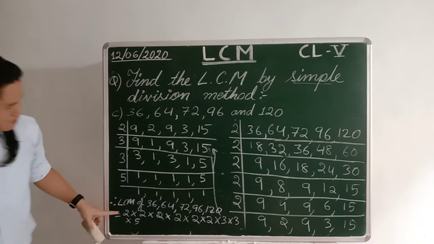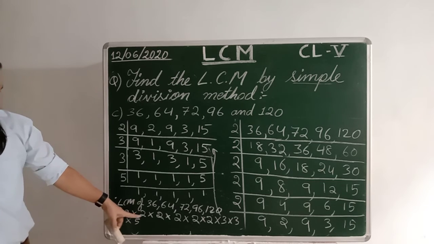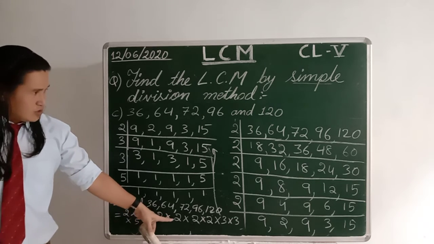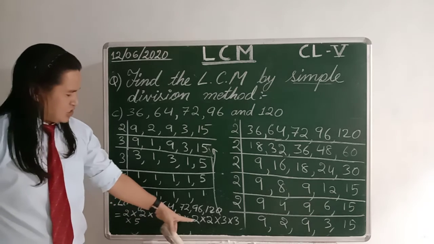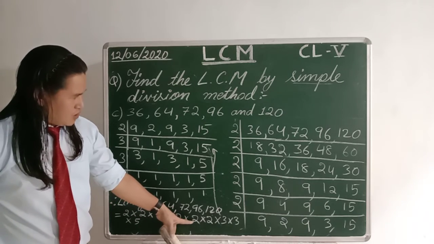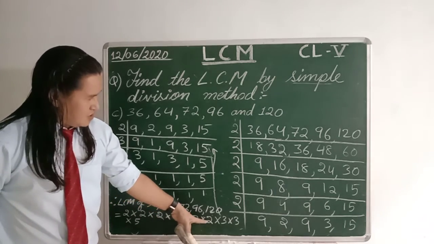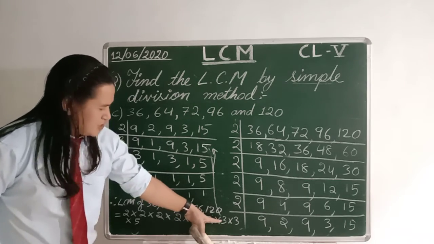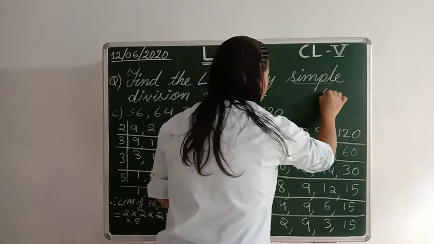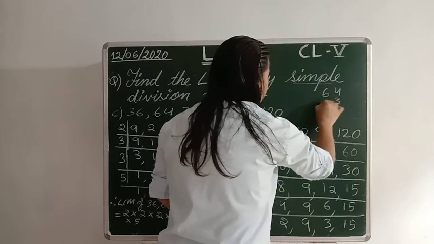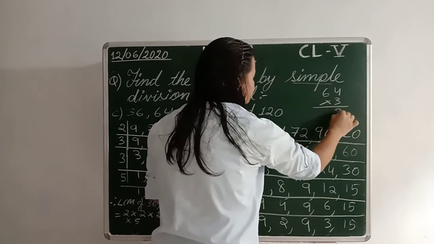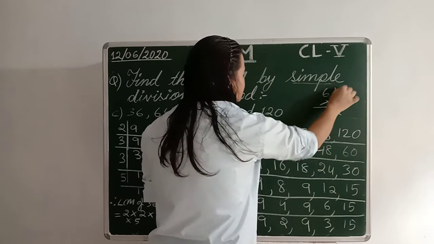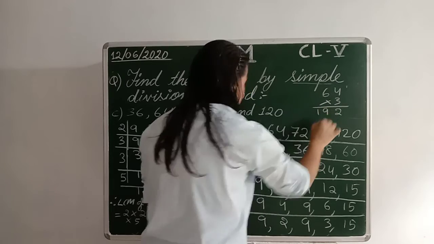Now multiply all the numbers. 2 2s are 4, 4 2s are 8, 8 2s are 16, 16 2s are 32, 32 2s are 64. 64 times 3, so we will do it in rough. 64 times 3, 3 4s are 12, 2 carry over 1, 3 6s are 18 plus 1, 19.